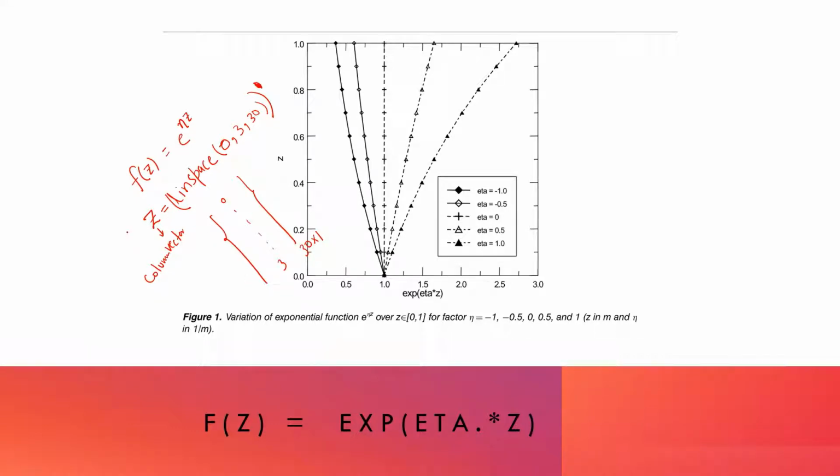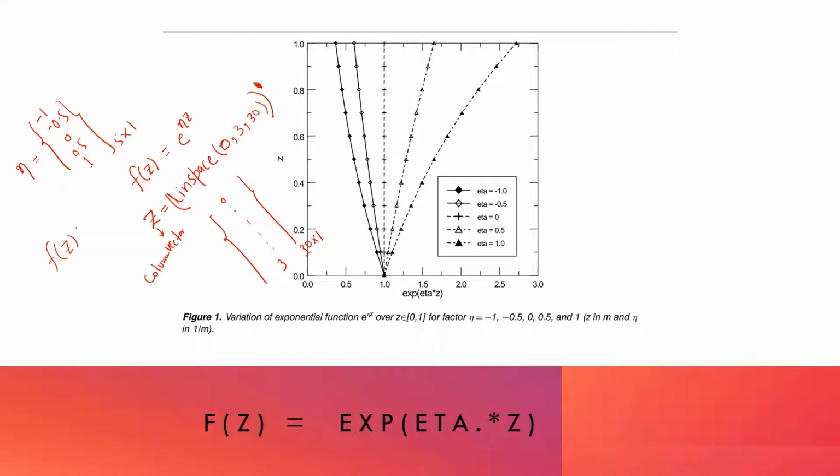Similarly, for the function fg, if we are taking eta values, eta is also a column vector. The first value is minus 1, then minus 0.5, then 0, then 0.5 and plus 1. So it is 5 by 1: row is 5 and column is 1. So it's also a column vector.